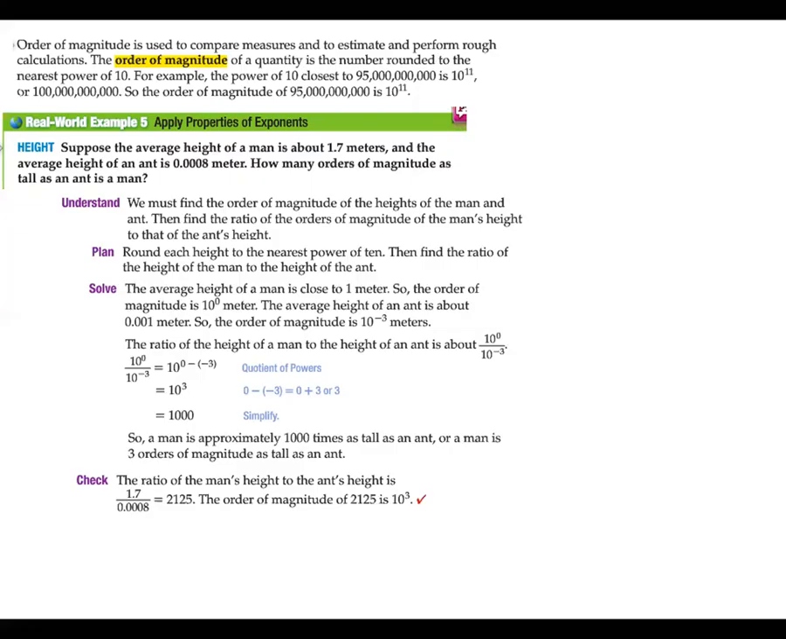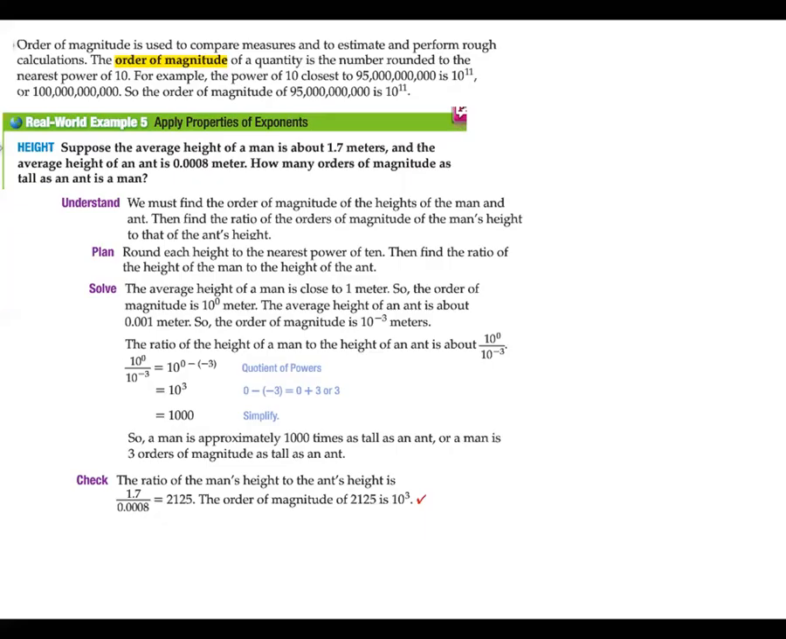Suppose the average height of a man is about 1.7 meters and the average height of an ant is 0.0008 meters. How many orders of magnitude as tall as an ant is a man? First, we must find the order of magnitude of the heights of the man and the ant. Then find the ratio of the orders of magnitude of the man's height to that of the ant's height. So I'm going to round each height to the nearest power of 10 and then find the ratio of the height of the man to the height of the ant.